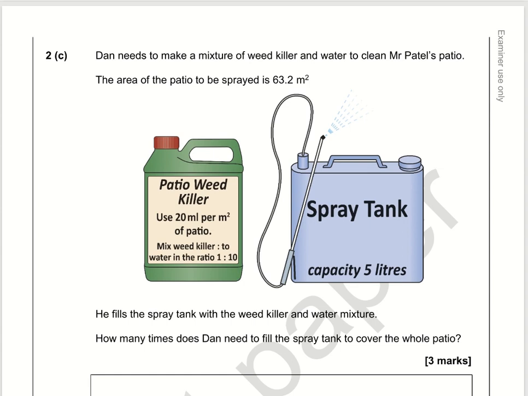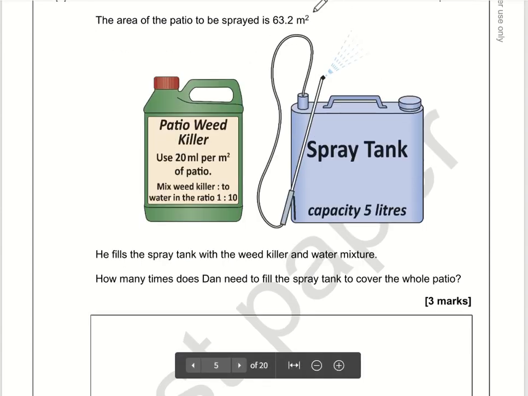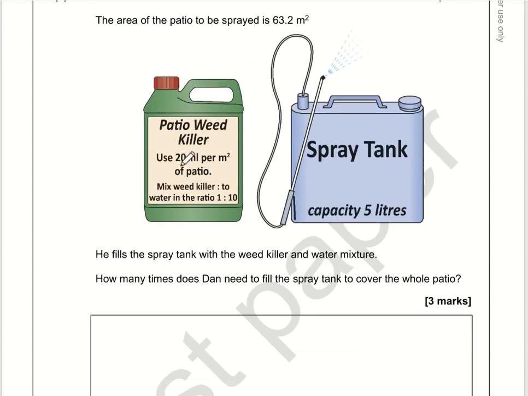Okay, so part C. Dan needs to make a mixture of weed killer and water to clean Mr. Patel's patio, and the key thing is we are covering 63.2 square meters. Now we need 20 millilitres of weed killer per metre squared. So for 63.2 metres squared, we are going to need 20 millilitres multiplied by 63.2, and that comes to a total of 1,264 millilitres of weed killer.